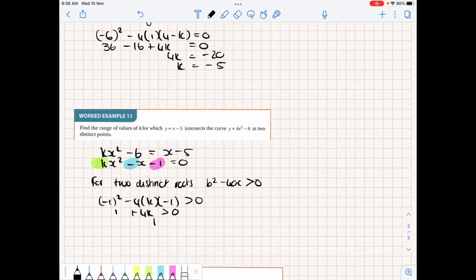And so k will be greater than, if I move the 1 over to the other side, it'll become negative, and divide by 4. K must be greater than negative 1/4. If it's greater than that value, we'll have two distinct points of intersection.